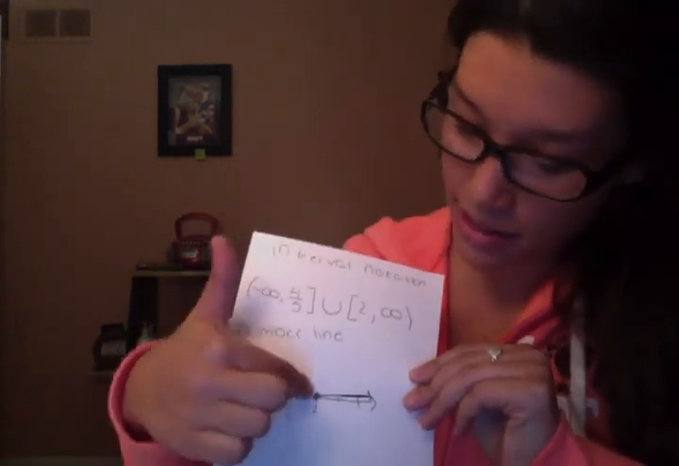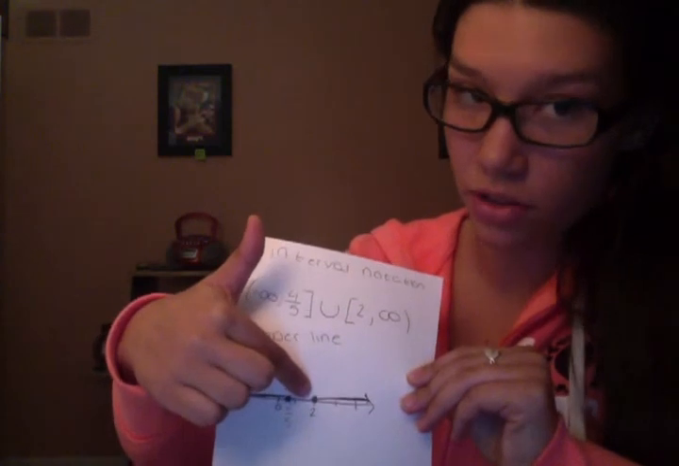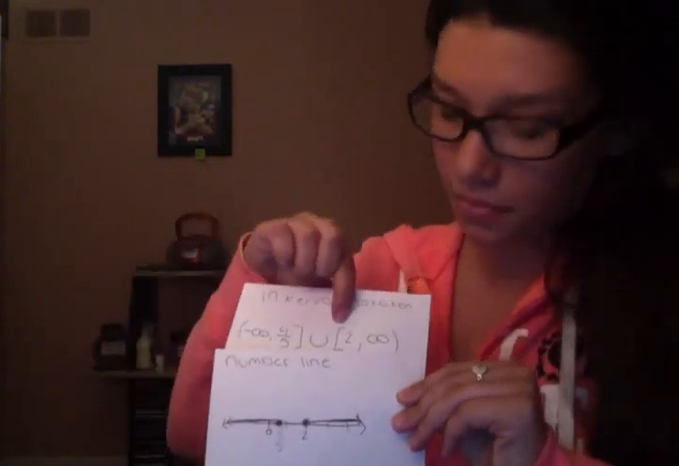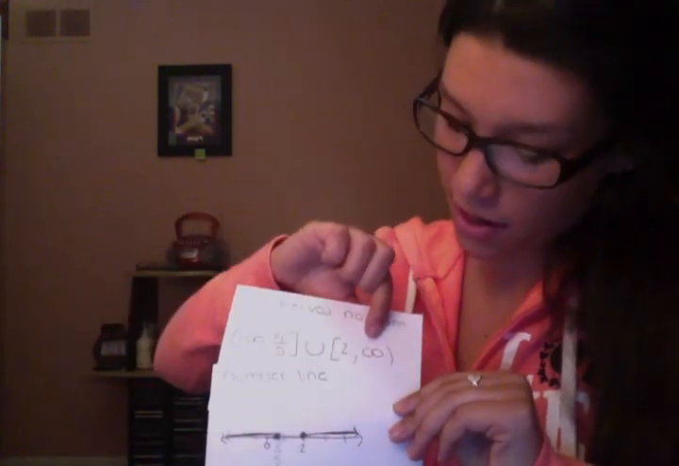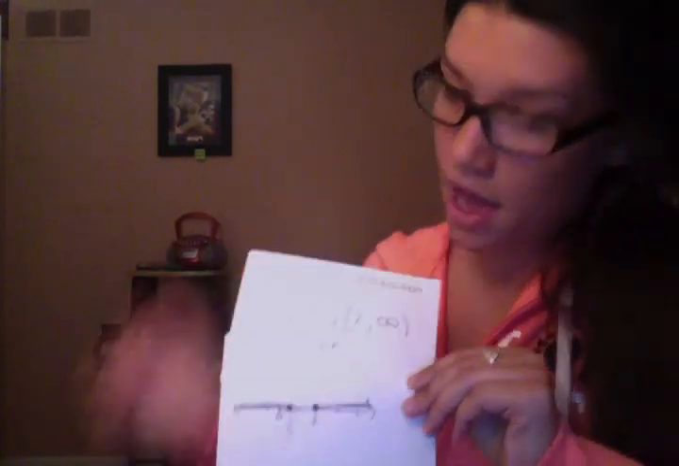And then since it stops at 2 and it's also included, we're going to put a bracket again, and then a comma, and then since that goes on forever towards infinity, we use infinity and we end it with a parentheses, and then that's it.